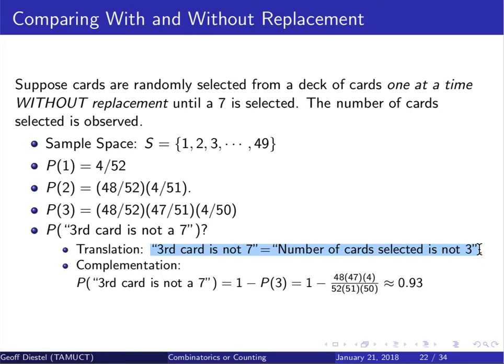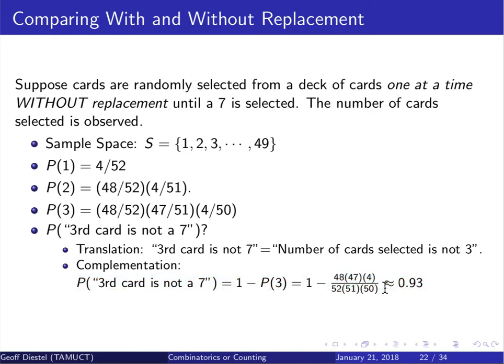But this description, the number of cards selected or dealt is not 3, is somehow easier to realize what it means. So it's the complement of the third card being a 7, which we've already computed. So the probability of this third card is not a 7 is really just 1 minus the probability of 3 cards being dealt. We've already figured that out, and we just do the subtraction and get about 0.93.